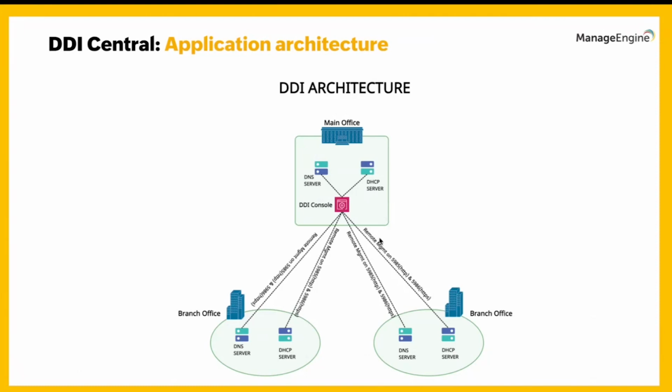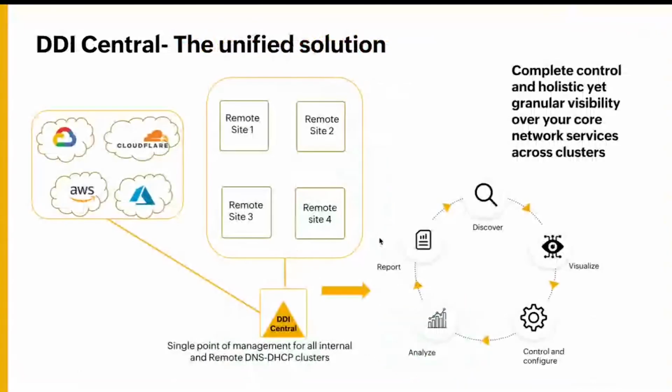DDI Central's unified interface serves as a single point of management for all the distributed remote branch networks of your distributed Microsoft network. With the DDI solution, you can easily manage the DNS, DHCP, and IPAM configurations of each remote branch, as you onboard all your DNS and DHCP servers of a branch as a particular cluster in DDI Central. Each remote site can be managed as a separate cluster.